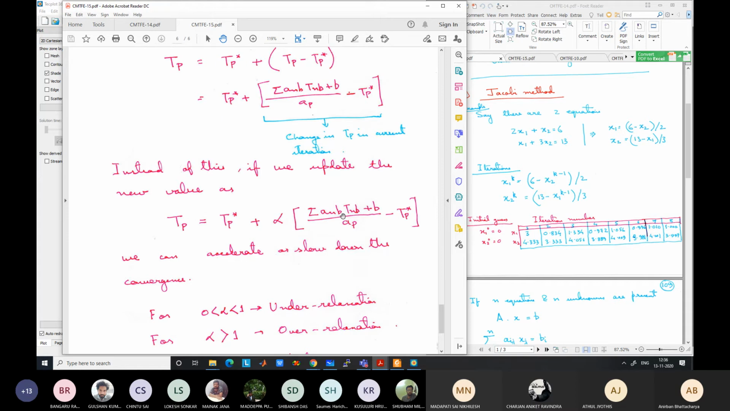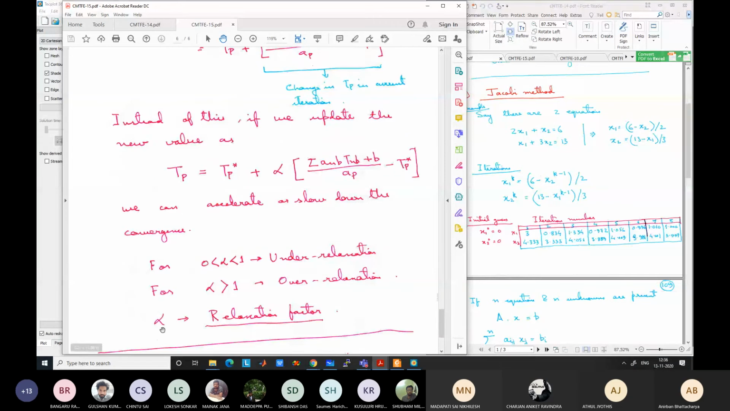So if alpha is between 0 and 1, we call this under relaxation, where alpha is known as the relaxation factor. If alpha is greater than 1, we call it over relaxation. Under relaxation slows down the convergence and increases the chances of convergence. Over relaxation speeds up the convergence, but the chances of divergence also increase. Under relaxation is typically used for most common problems like fluid flow type of problems, nonlinear problems.